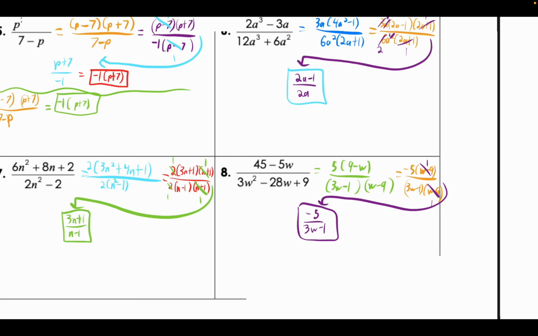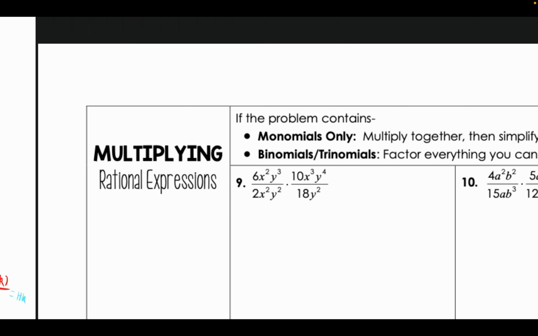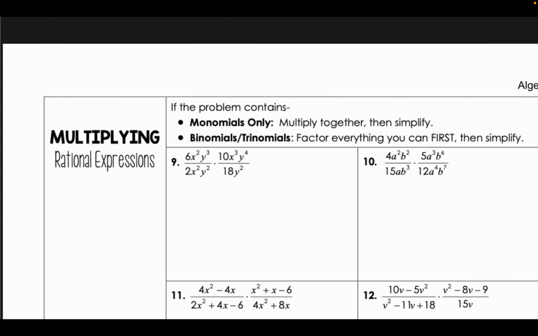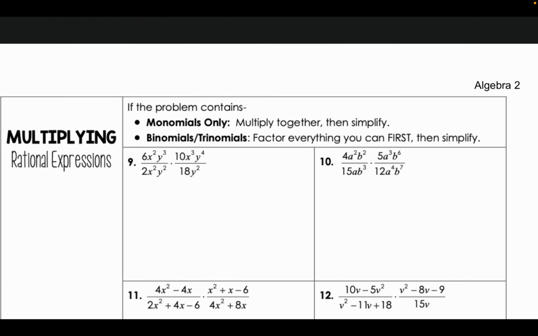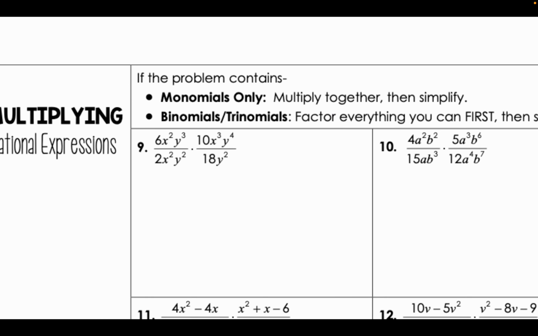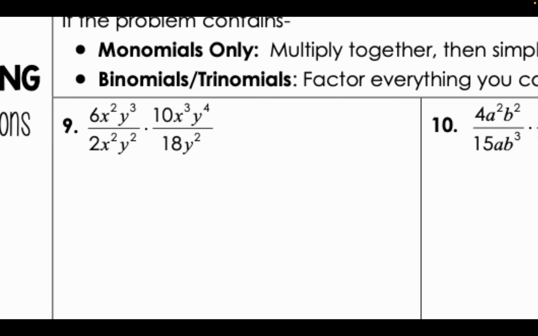Moving on here, we're going to talk about multiplying rational expressions. There's a couple of different ways to go about the monomials, but as far as binomials or trinomials go, there's really just one way to go about it. If you have monomials only, like you see on 9 and 10, you can choose to either multiply them together, then simplify. I'll talk about how you would do that, and then I'll also talk about my preference as well. Once again, I don't care which you do, they're the same result at the end.